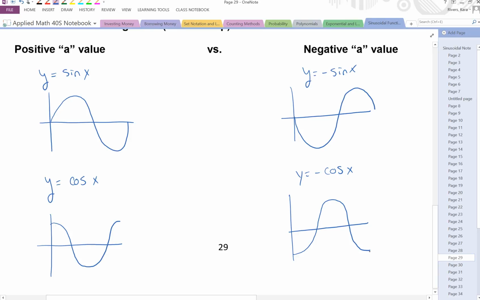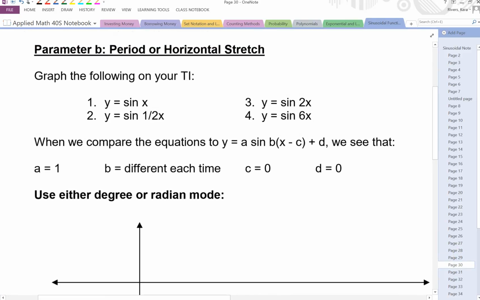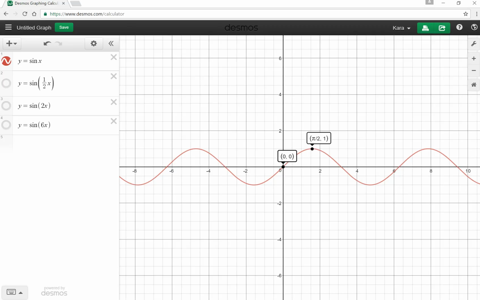Alright, let's take a look at the b parameter. I find b is a little bit harder to interpret, but let's have a look at that one. So it says here, graph the following. Instead of on our TI, we're going to do that in Desmos and have a look. So let's go ahead and do that. So as you can see on the side here, I've put all 4 of those graphs in, and we're going to look at them each separately.